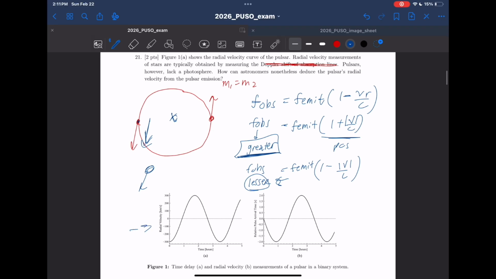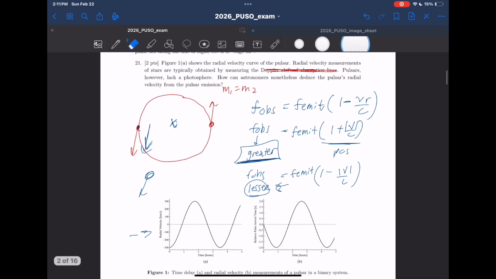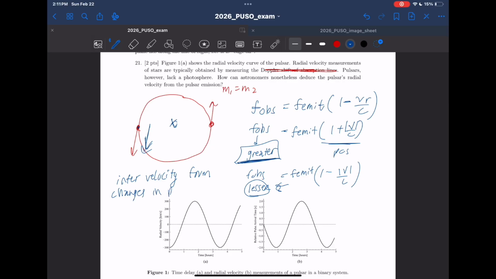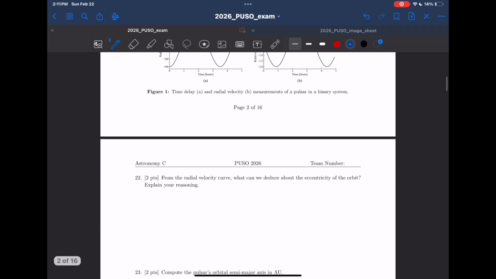So that's how you get graphs like this. You can write quickly: infer velocity from changes in pulsar timing, from changes in pulsar frequency. So that's the first step for this question. That's 2 points there.